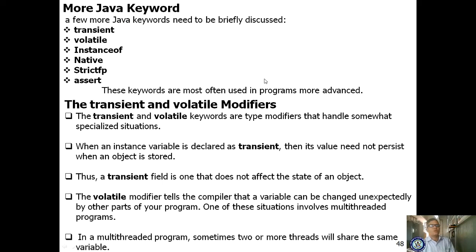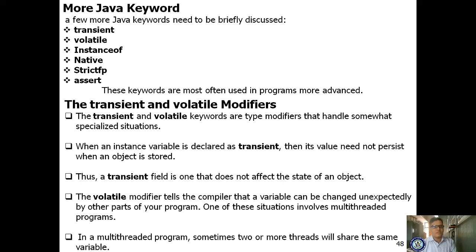Now more Java keywords. This question is asked in 2 marks as well as 5 marks, so it is a very important question. You should never skip these questions, and 2 of the keywords will be asked. Okay, let us see a few key Java keywords: transient, volatile, instanceof, native, strictfp, assert. These keywords are most often used in more advanced programs. So whenever you are using these keywords, you are using more advanced topics. We will see what the more advanced topics are.